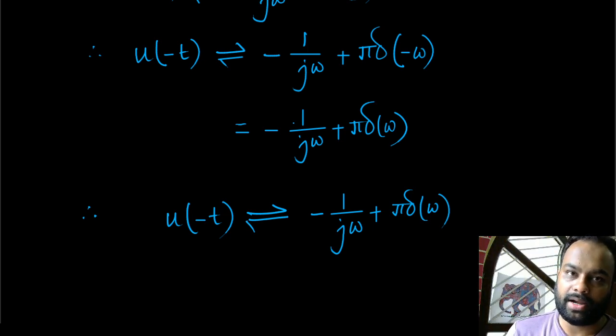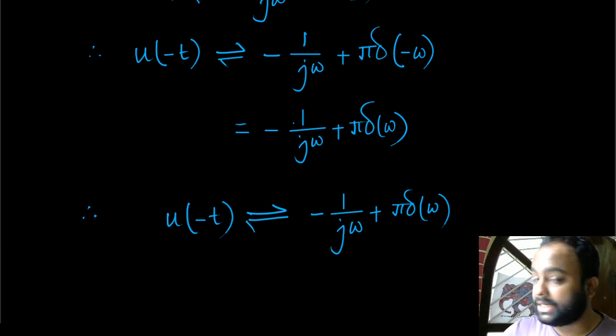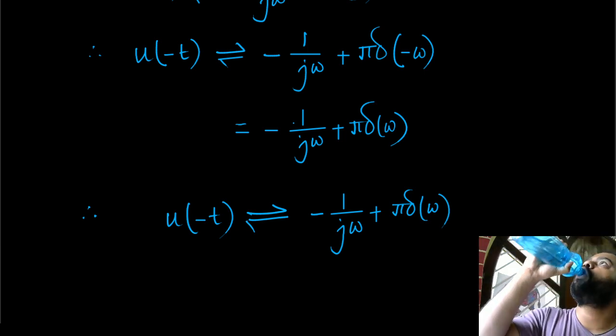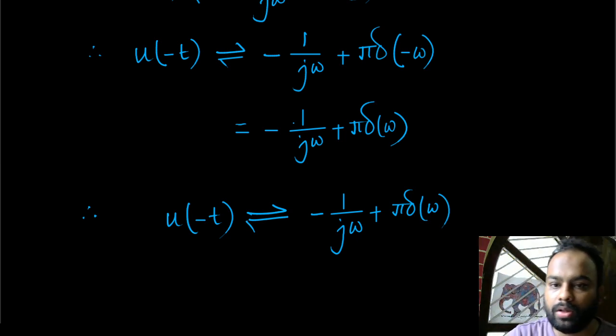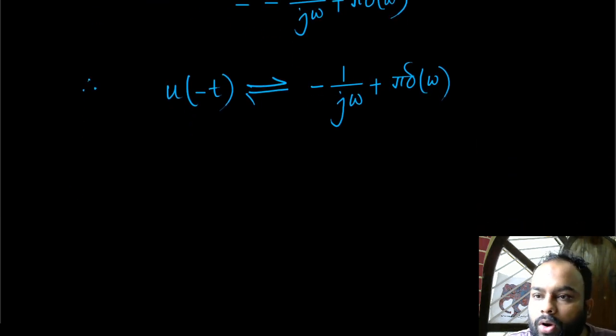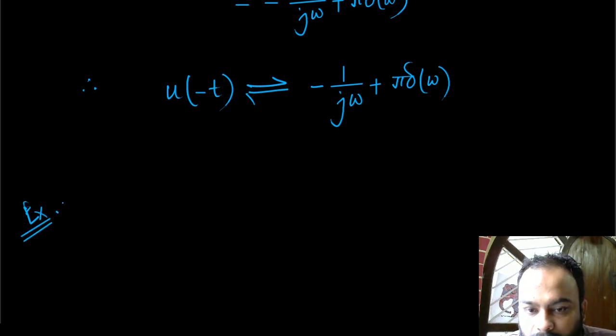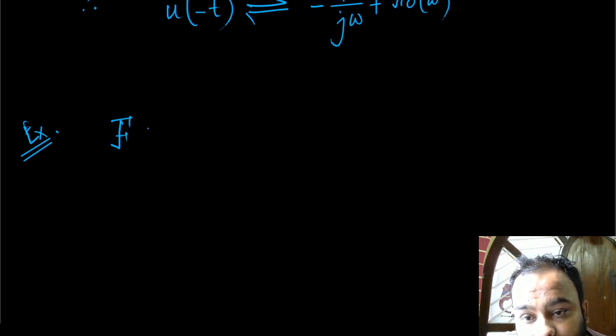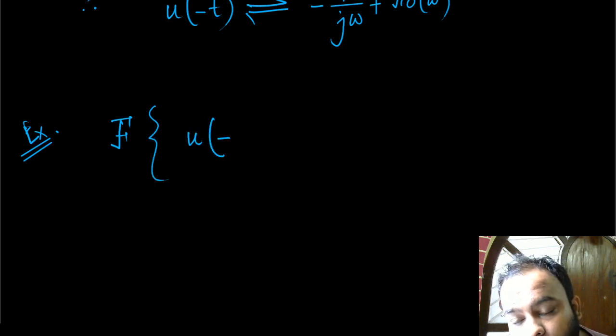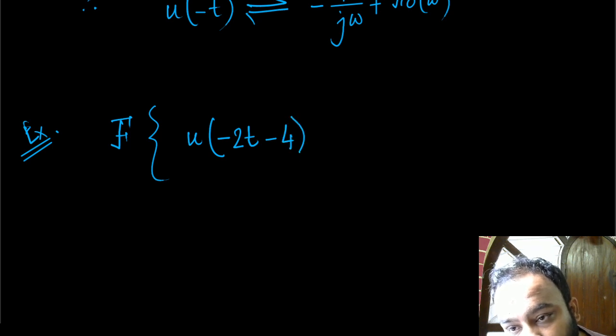But this class is going to be about figuring out the mathematics for us, because understanding how to solve these would be pretty important. So right now I have an exercise for you. Not an exercise for later on, but an exercise for right now. If you have understood this far, I have an exercise for you. The problem is: find the Fourier transform of u of minus 2t minus 4.